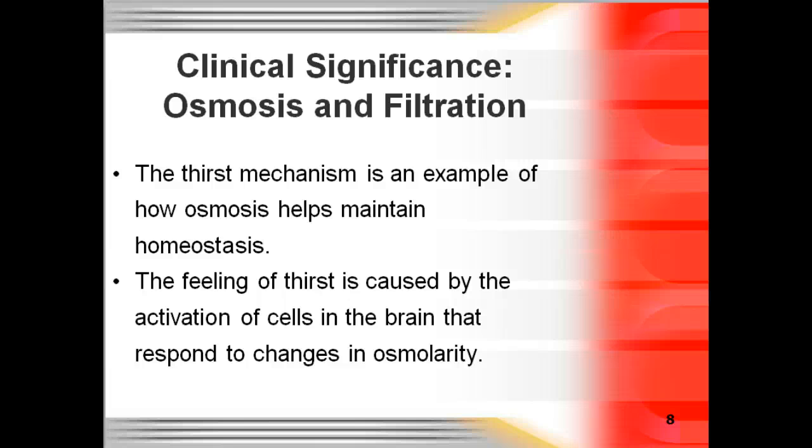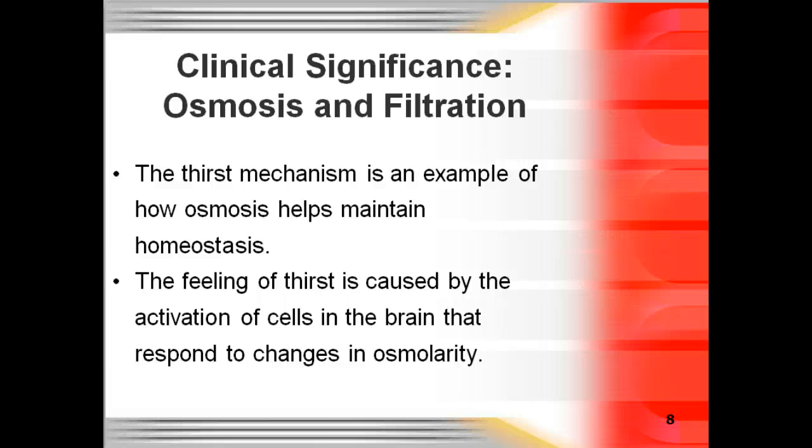For instance, a clinical significance is even the process of what they call osmosis. The thirst mechanism is an example of how osmosis helps maintain homeostasis. The feeling of thirst is caused by the activation of cells in the brain that respond to changes in osmolarity in your blood. So, osmosis.